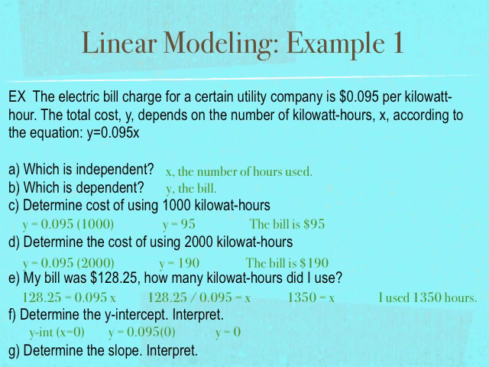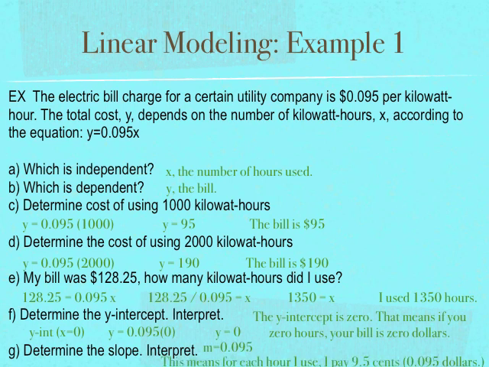Now for the interpretation. What does that mean? Don't tell me that's where the graph crosses the y-axis. What does y equals 0 mean? I just put 0 in for x and I got out 0 for y. What does 0 for x mean? That means I don't use anything. So if I don't use anything, then my bill is 0. So that means if I have used 0 hours, my bill is $0. Determine the slope. That's just the number in front of x. So that means for each hour I use, I pay 9.5 cents or $0.095.